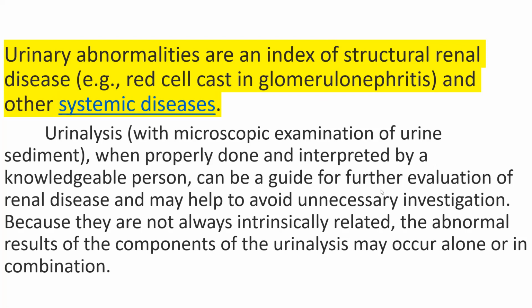Okay, urinary abnormalities, what are they? These are an index of structural renal disease, as well as other systemic disease. So you can write down this. You can just write down only this yellow part. The rest are no need to write. I just want you all to know the meaning of all this. That's why I have just given this.